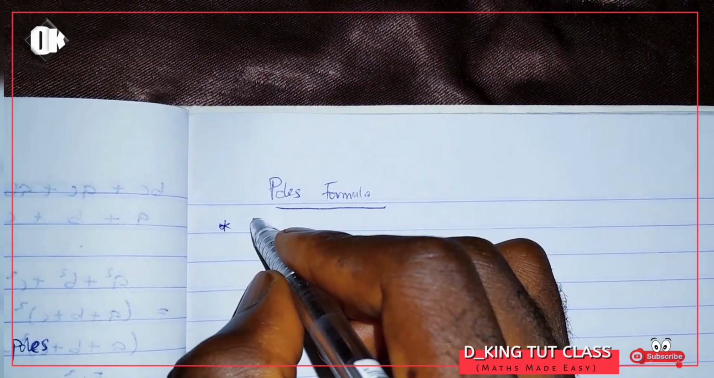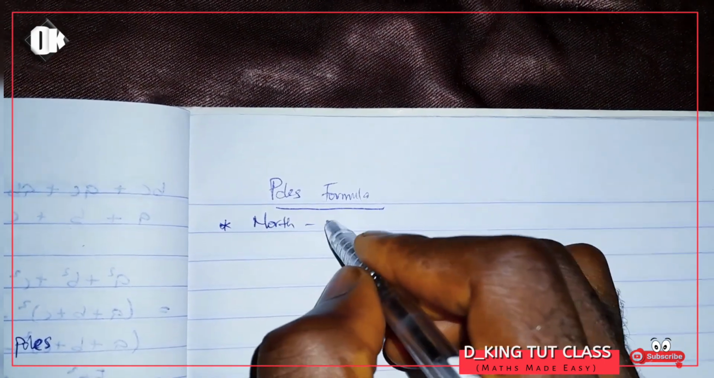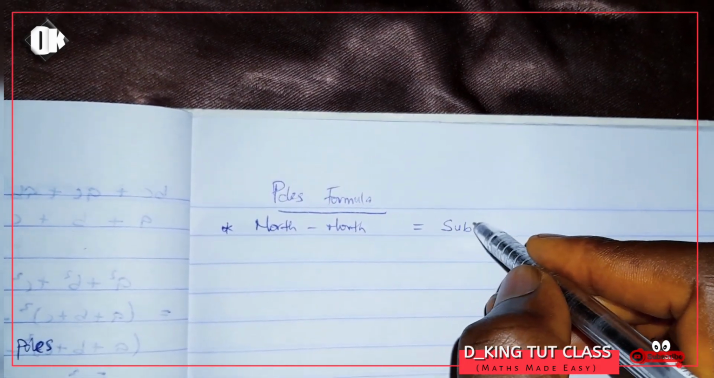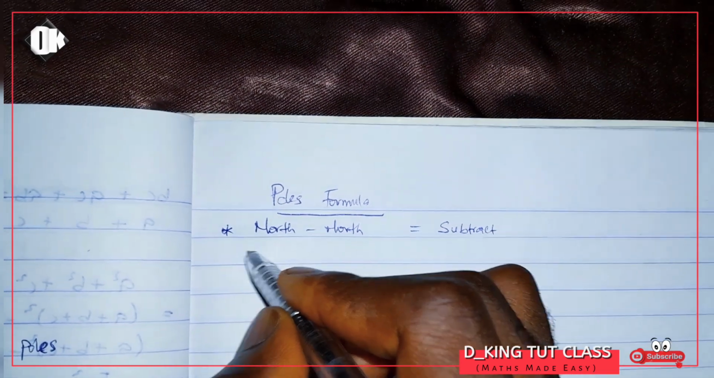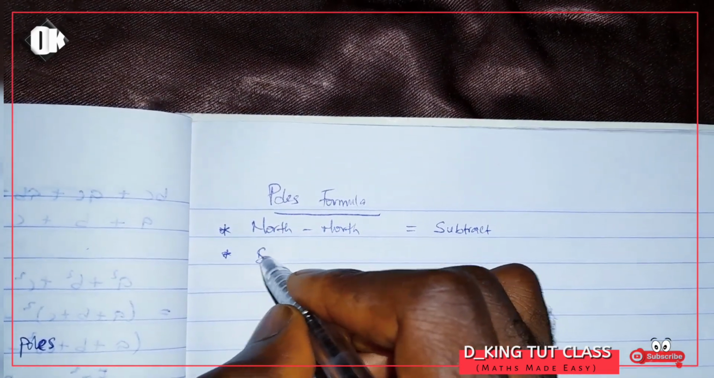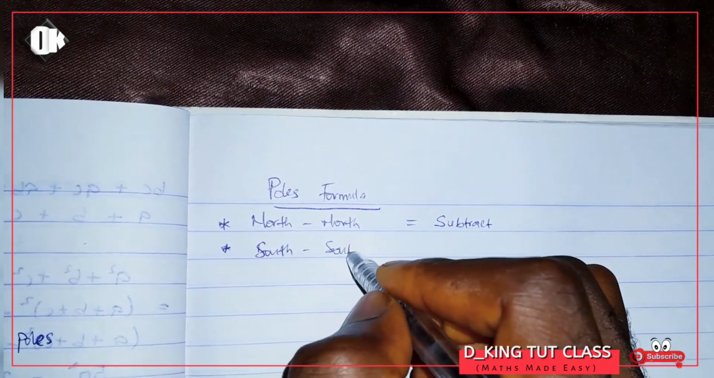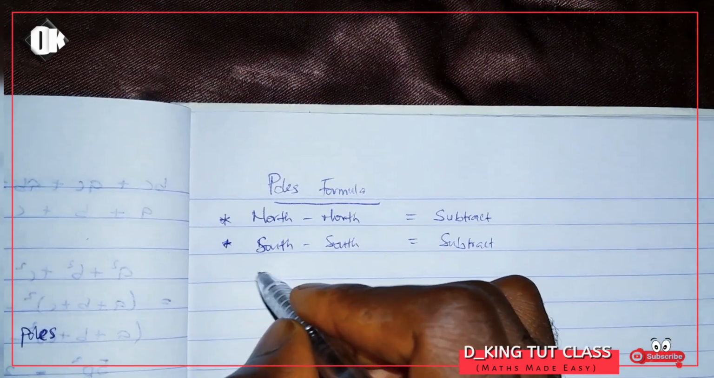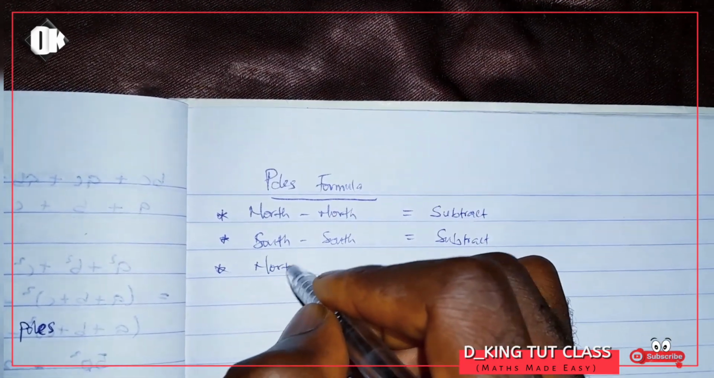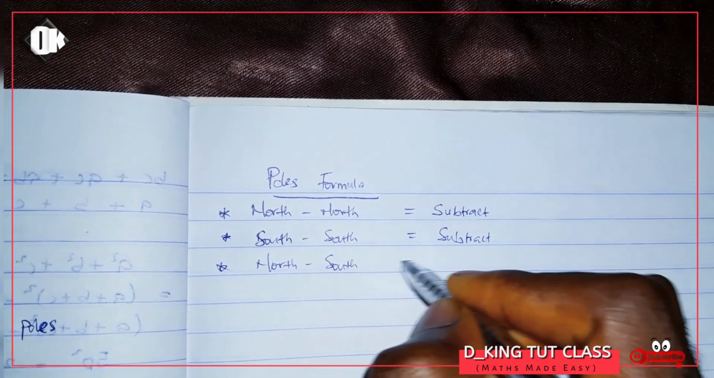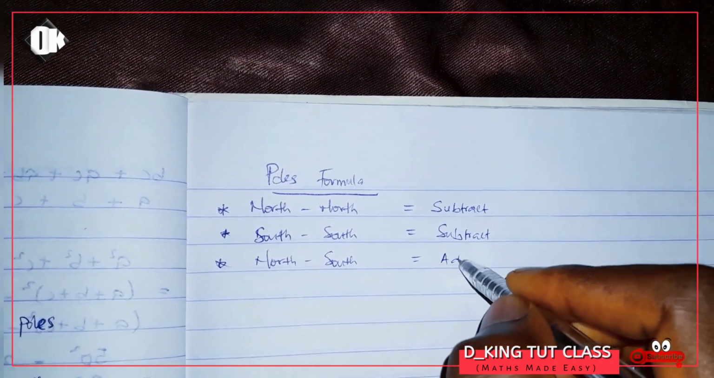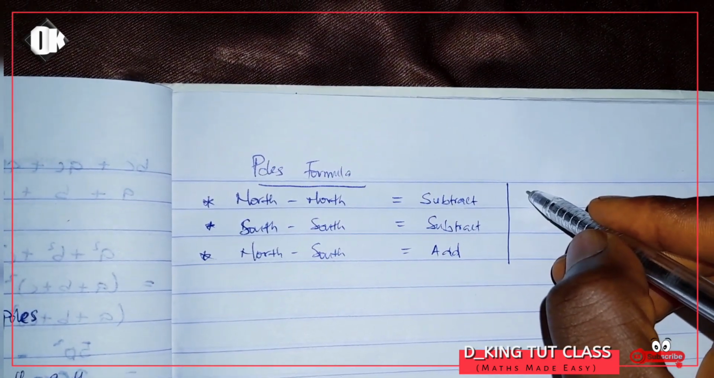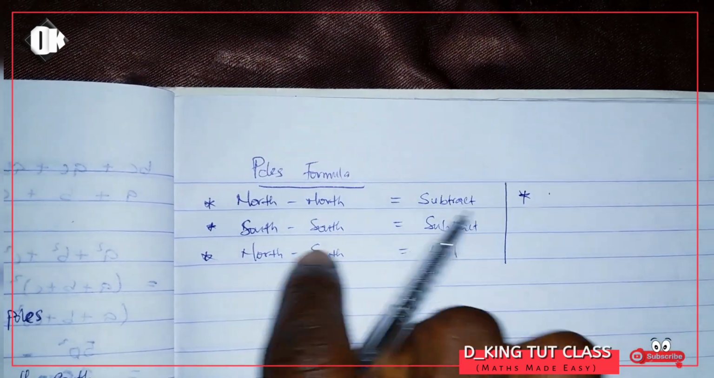Now, in this case, when we have north, north, just take note, what I do here is I subtract. When I have south, south, what will I do here? I will subtract. When I have north, south, I'll add. And these are all for my lines of latitude.